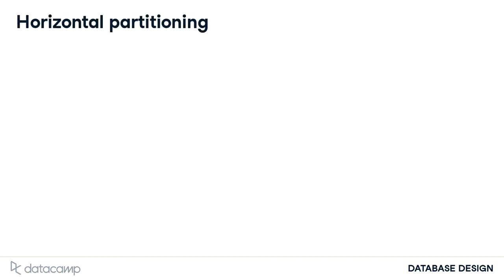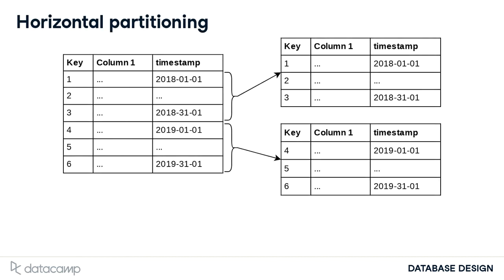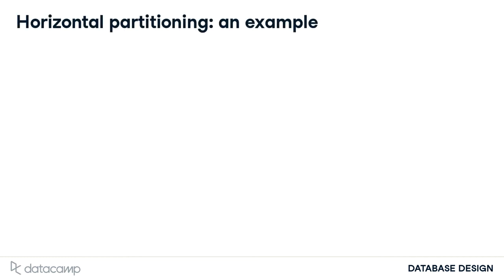For the remainder of this video, let's focus on the second type of partitioning, horizontal partitioning. Instead of splitting tables up over the columns, you can also split tables up over the rows. For example, you could split up data according to a timestamp. Specifically, all records related to 2019 could be in a separate partition from the ones of 2018. Let's look at an example.